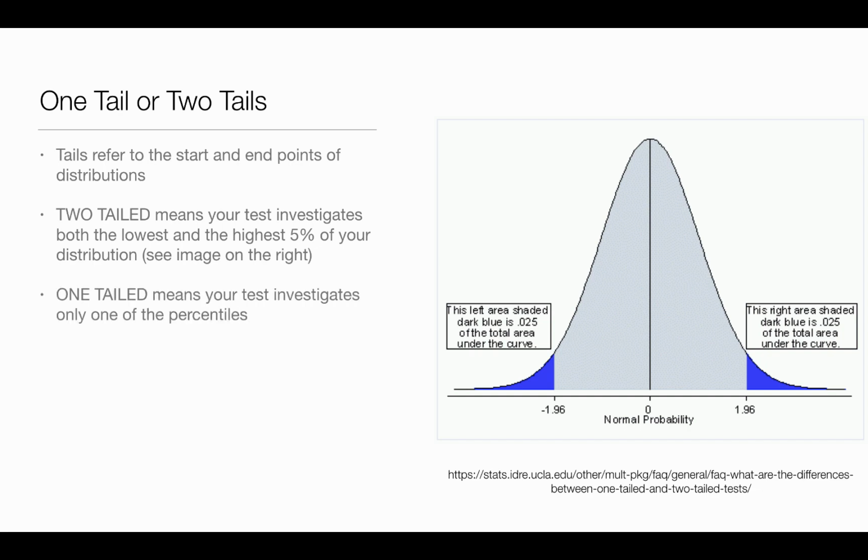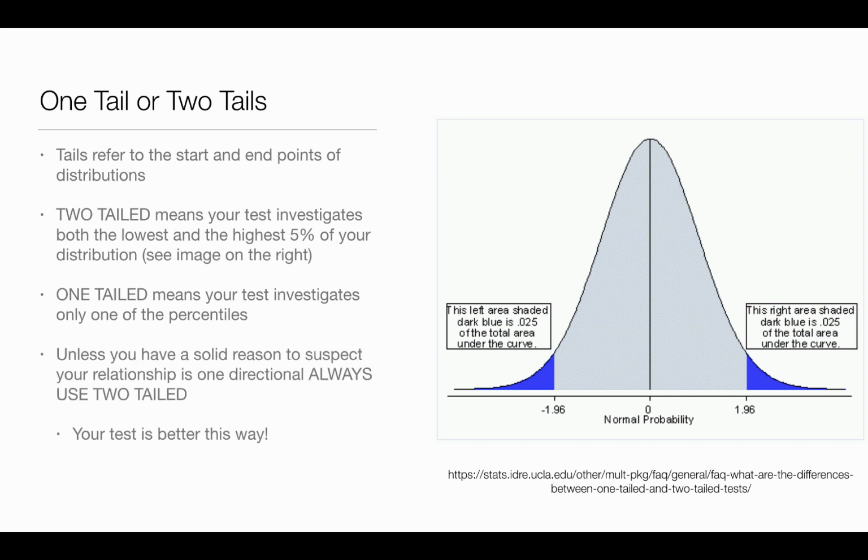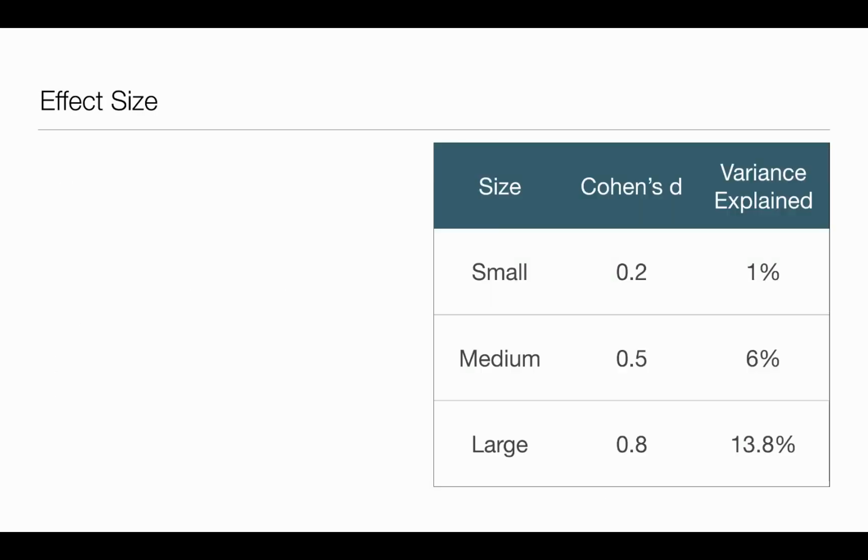You also have a one-tailed investigation, which means only one of those tails is being investigated. So unless you have a really solid reason to believe that the direction of your relationship is one-directional, just use two. If you're in doubt, use two-tailed. So that's my tip here. If you're asked, two tails is always better than one.